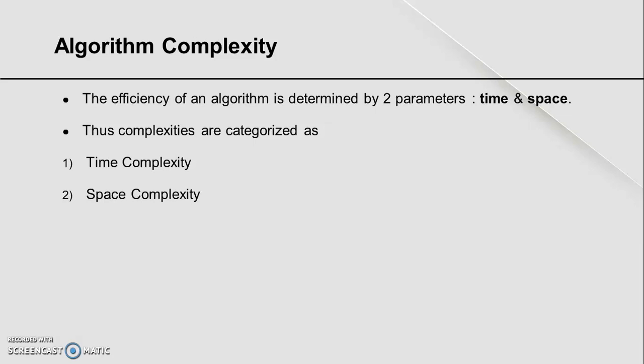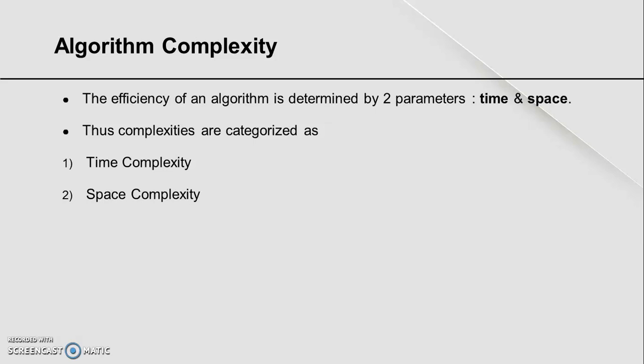Algorithm complexity. So in computer technology, whenever we say complexity, that means we are focusing on two parameters, that is time and space. Therefore, complexities are categorized as time complexity and space complexity. So, complexity is actually a measure by which we can determine the efficiency of an algorithm. So, that we have to be very much clear about that. Whenever we are saying complexity of an algorithm, we are going to check the efficiency of an algorithm in terms of time and space.